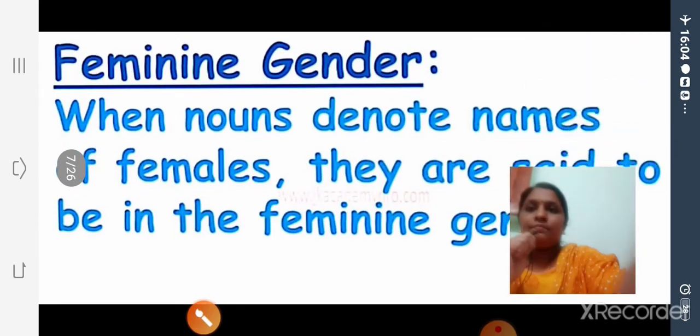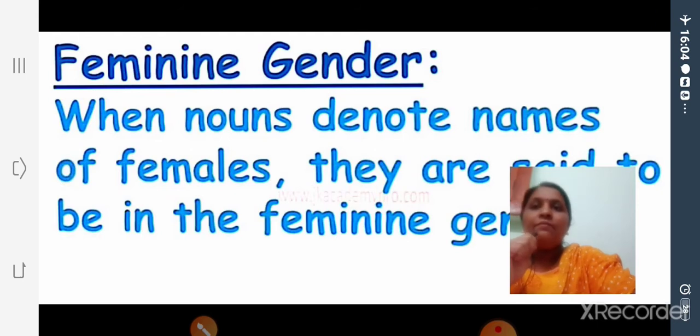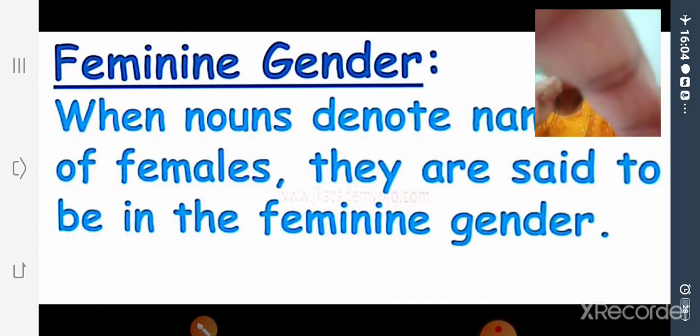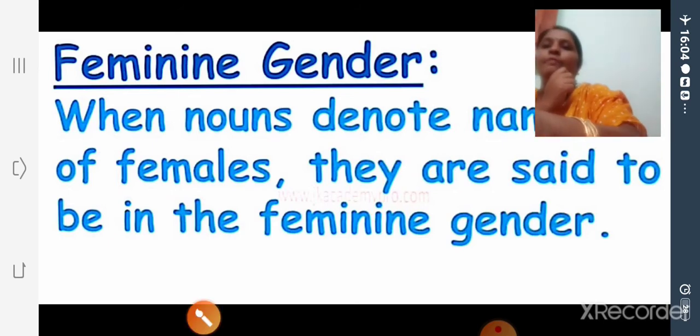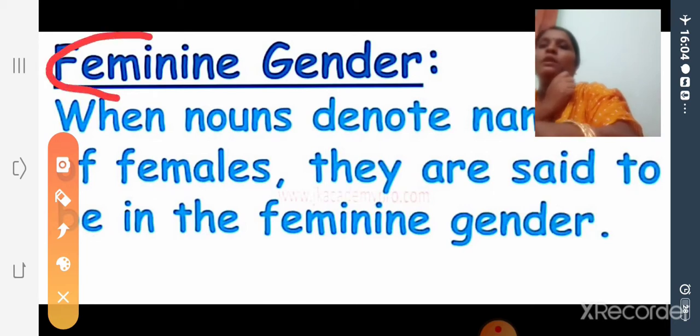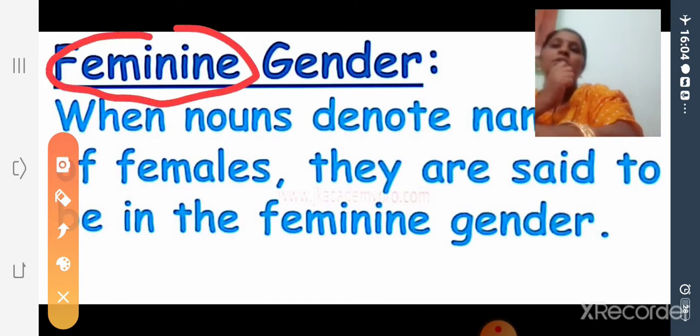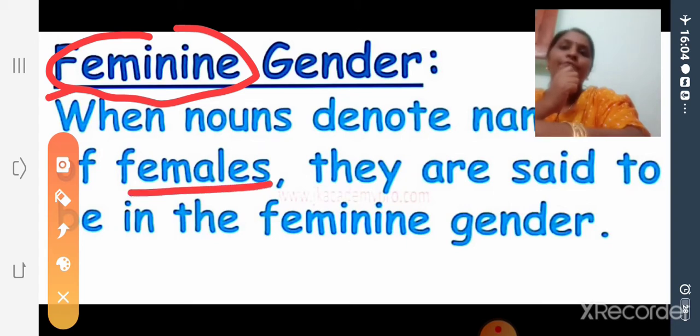Feminine gender. When nouns denote names of females, they are said to be in the feminine gender. When a noun denotes female, it is called what? They are said to be in the feminine gender. Look at this word feminine. It begins with the letter F, and F stands for female. F for female.